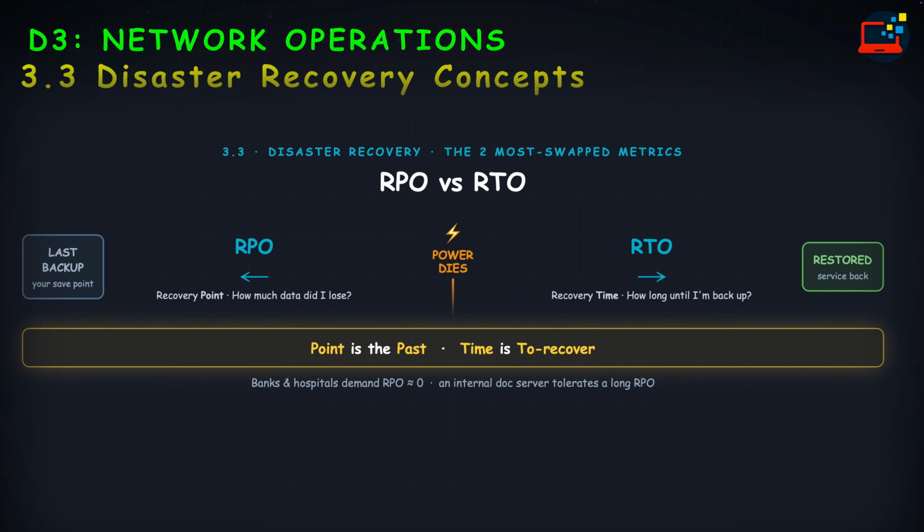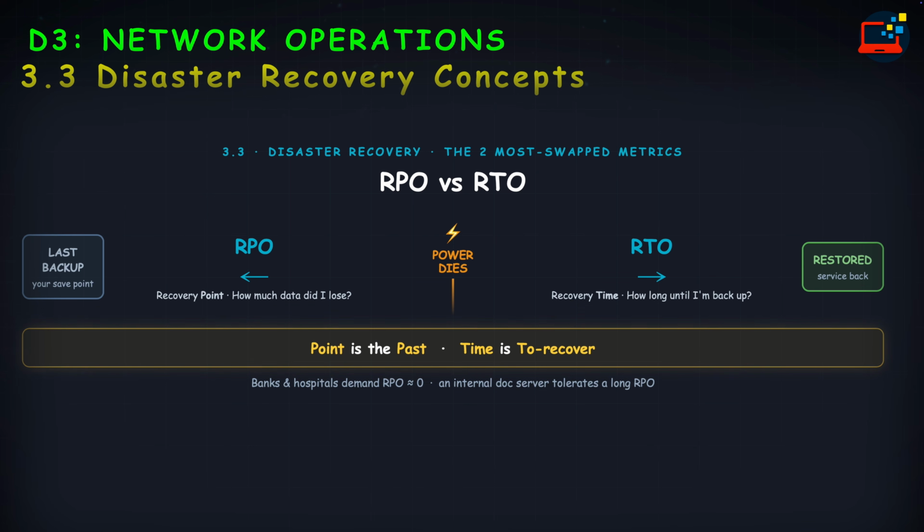Picture the moment the power dies. RPO, the recovery point objective, looks backward from that moment to your last good backup. It answers, how much data did I lose? If you back up every hour and you fail 59 minutes in, your RPO is up to an hour of data. RTO, the recovery time objective, looks forward from that same moment to the instant service is restored. It answers, how long until I am back up?